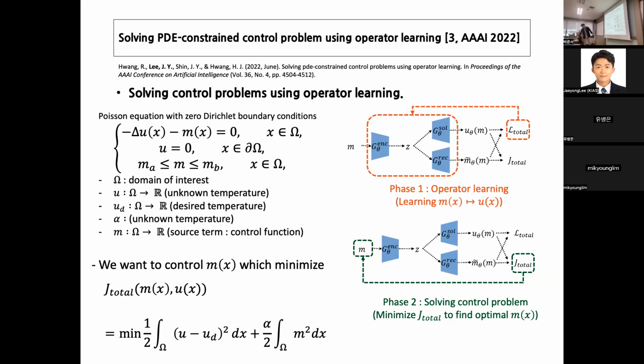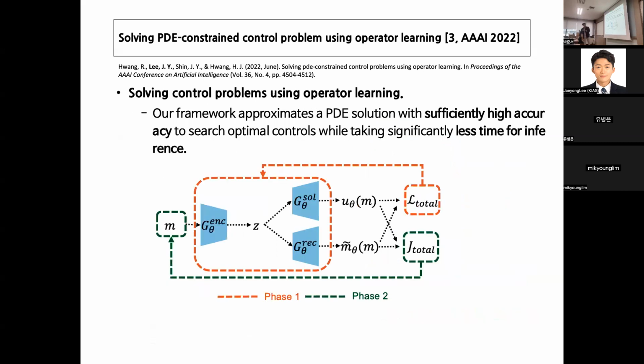So this makes solving control problems faster, with sufficiently high accuracy, than the traditional numerical method. So it is one application of using operator learning to solve a control problem.